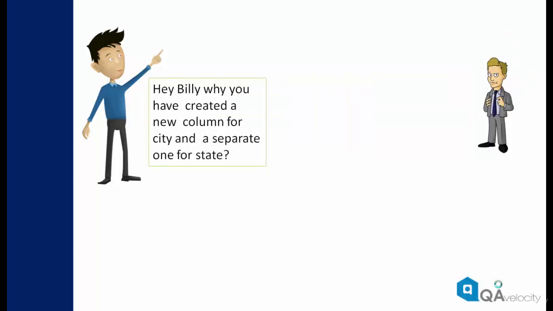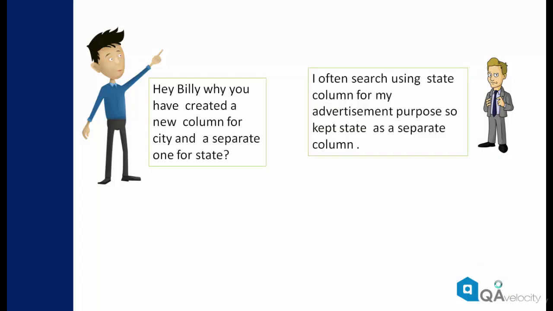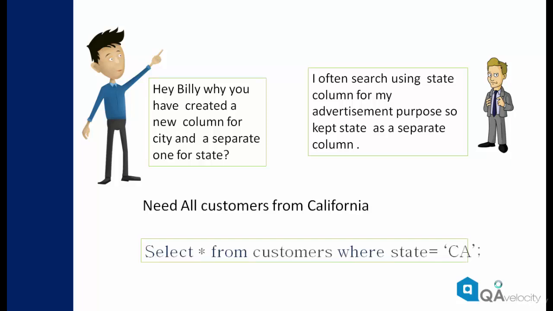Now Jeff reached Billy's store and asked him the same question. And what Billy told him is he often queries data using the state column. So for his advertisement purpose, he kept state as a separate column. So how would Billy find customers from California? And Billy has written a straightforward query, select star from customers where state equal to California.